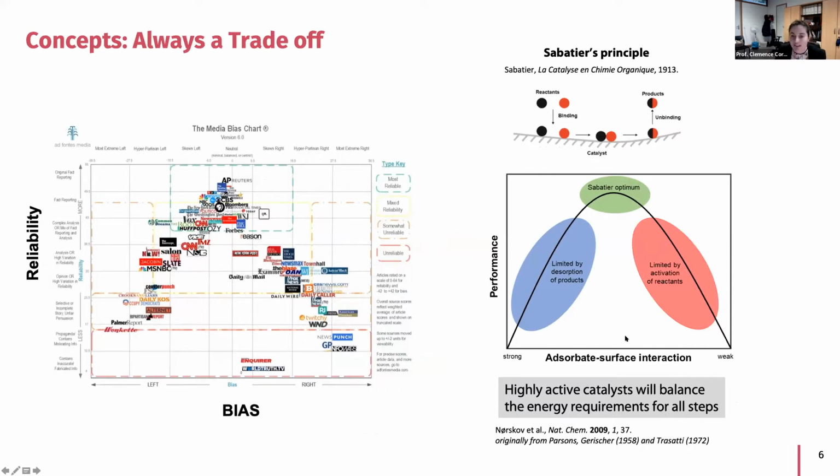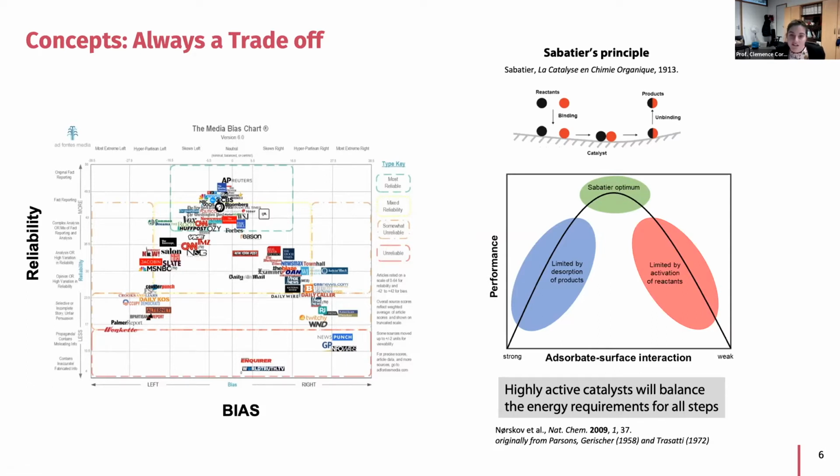I will very quickly tell you how they are constructed, where you have a descriptor that is easy to assess. And then you will have catalysts that are limited by the desorption of the product, so those that bind too strongly, on the left, those that bind too weakly and are limited by the activation of the reactant, on the right, and the optimum region will be here on the top.